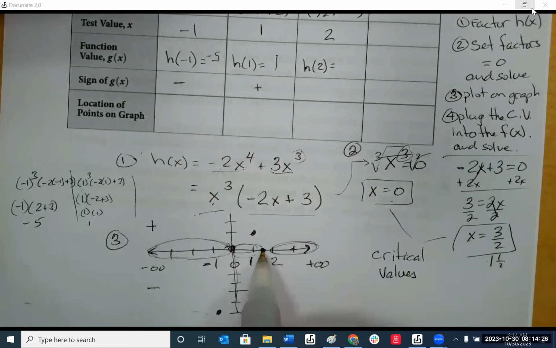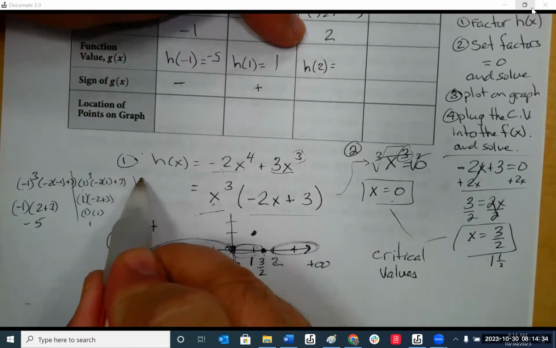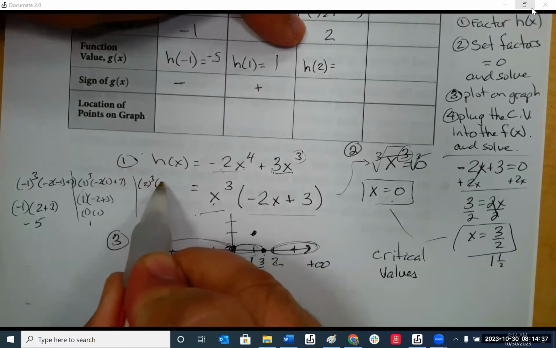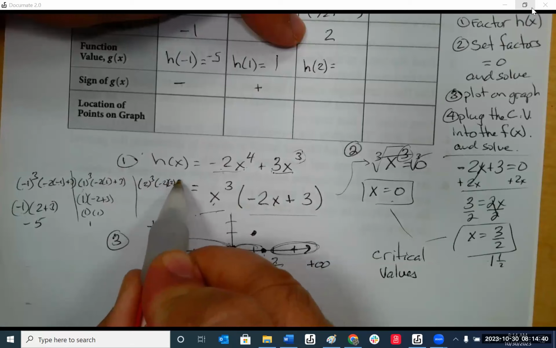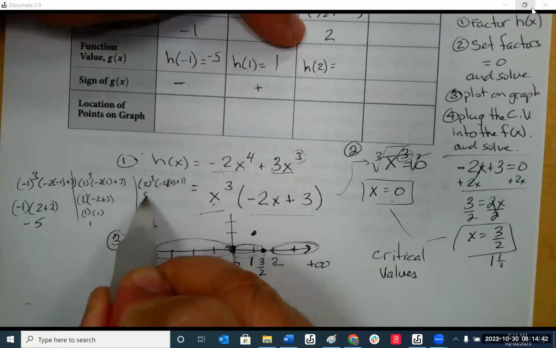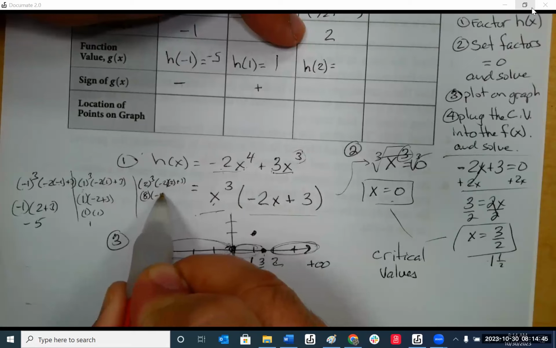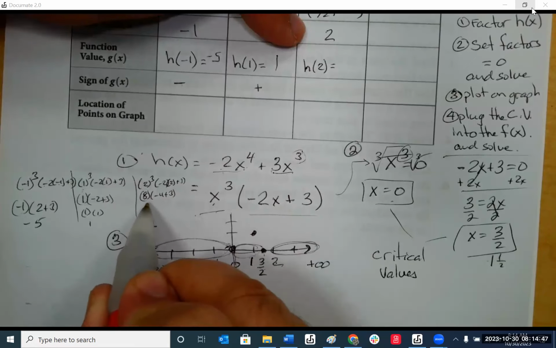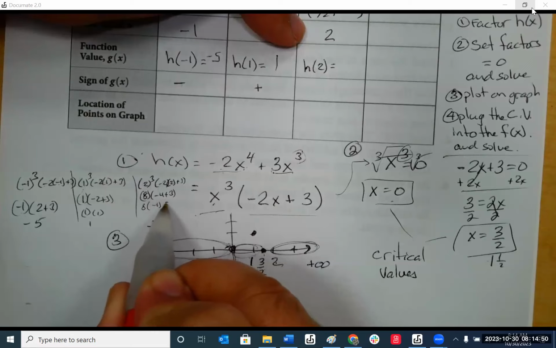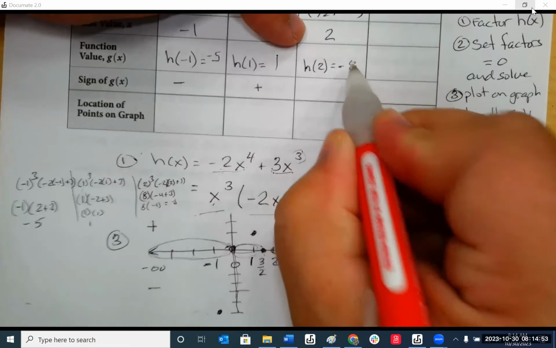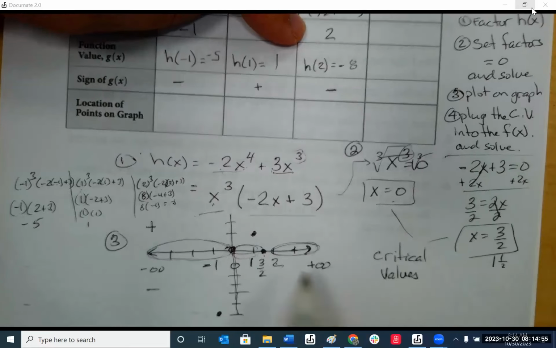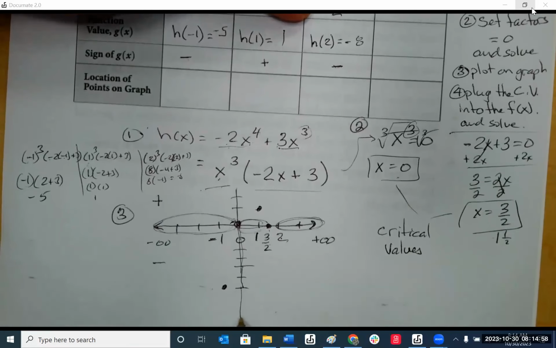Then it crosses at this one, or here's the next x-intercept. So we go to 2. We do the next calculation. 2 cubed, -2 times 2 plus 3. 2 cubed is 8. -2 times 2 is -4 plus 3. 8 times -1 is -8. It's negative. So this one goes all the way down here. This is -5, 6, 7, 8. So at 2, we have -8.